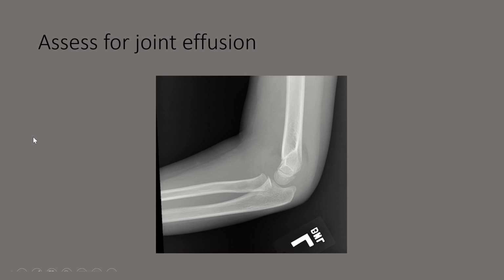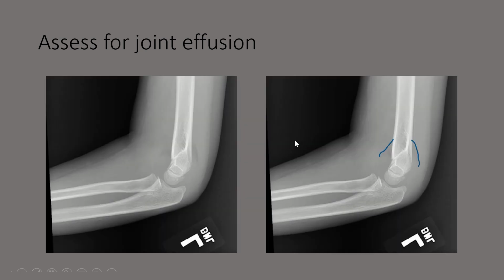On this lateral image, there is a large anterior fat pad indicating an elbow joint effusion. Also on this image, there is a posterior fat pad indicating an elbow joint effusion. The anterior and posterior fat pads are indicated by the blue markings.